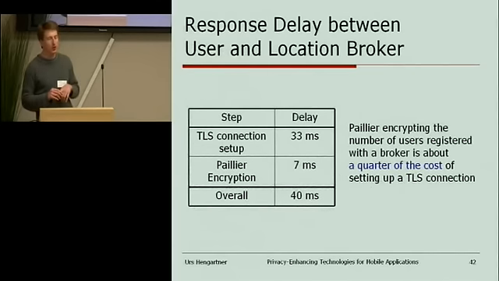And so there are two protocols that we evaluated. The first protocol is the communication between the user and the location broker. And so here, remember, this is where the user queries the broker for the number of people registered with the broker. And so we have connection setup, which is 33 milliseconds, and we have the encryption operation. And as it turns out, the encryption operation is actually cheaper than doing the connection setup.